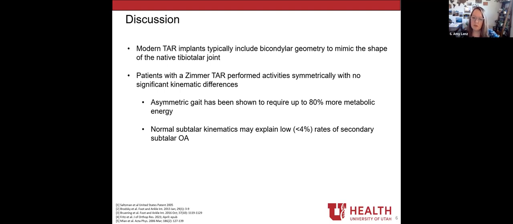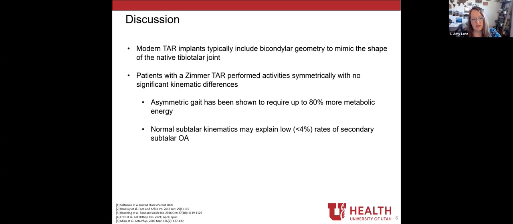However, when we look at the combined contribution of the tibiotalar and subtalar joints, our results are comparable to Brodsky, Brueggeman, and Fritz et al., which looked at similar total range of motion being performed by unilateral total ankle replacements. However, these were in other types of implants, such as the STAR or SALTO implants, which means that even different TAR designs are maybe functioning more similarly.